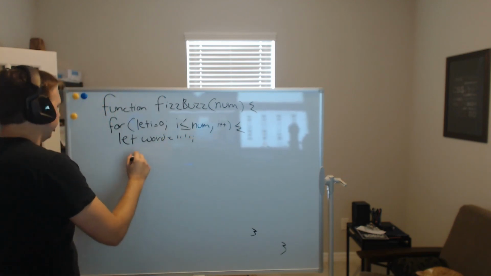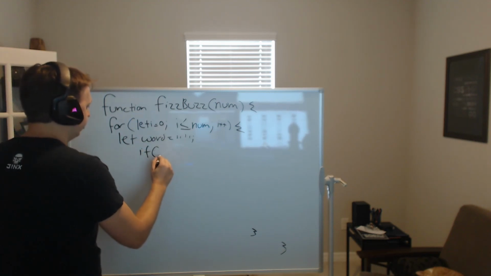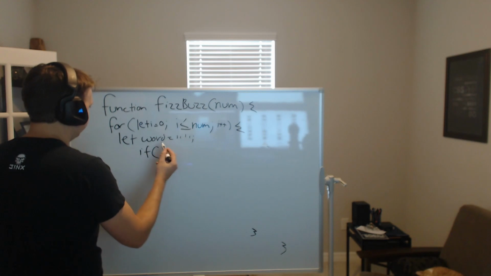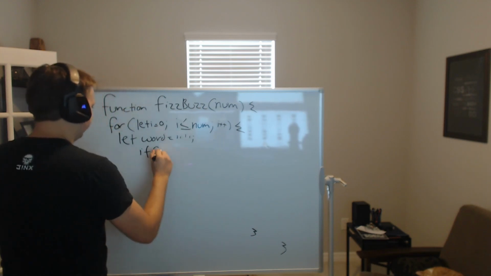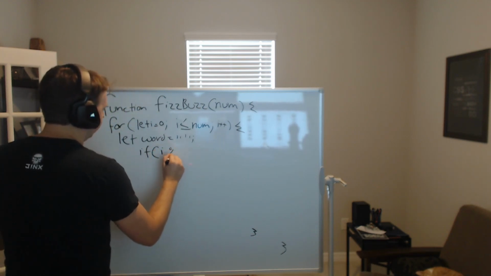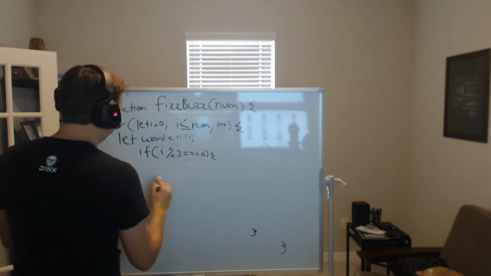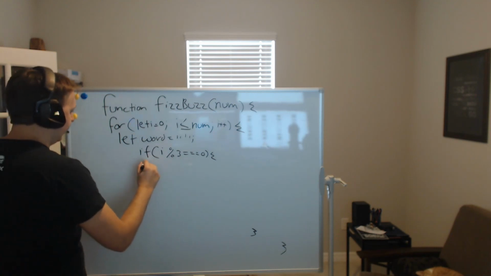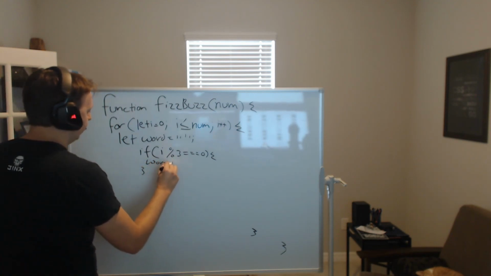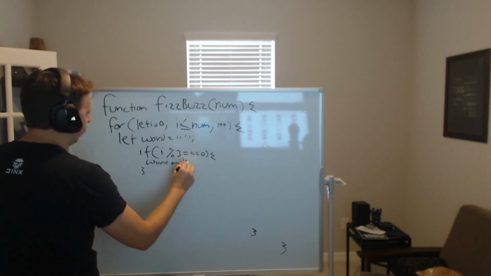And I would say if i modulo 3 is exactly equal to 0, what we want to go ahead and do, and it might get a little small here, is concat onto our word. We'll use plus equals, and we want to concat onto it fizz.